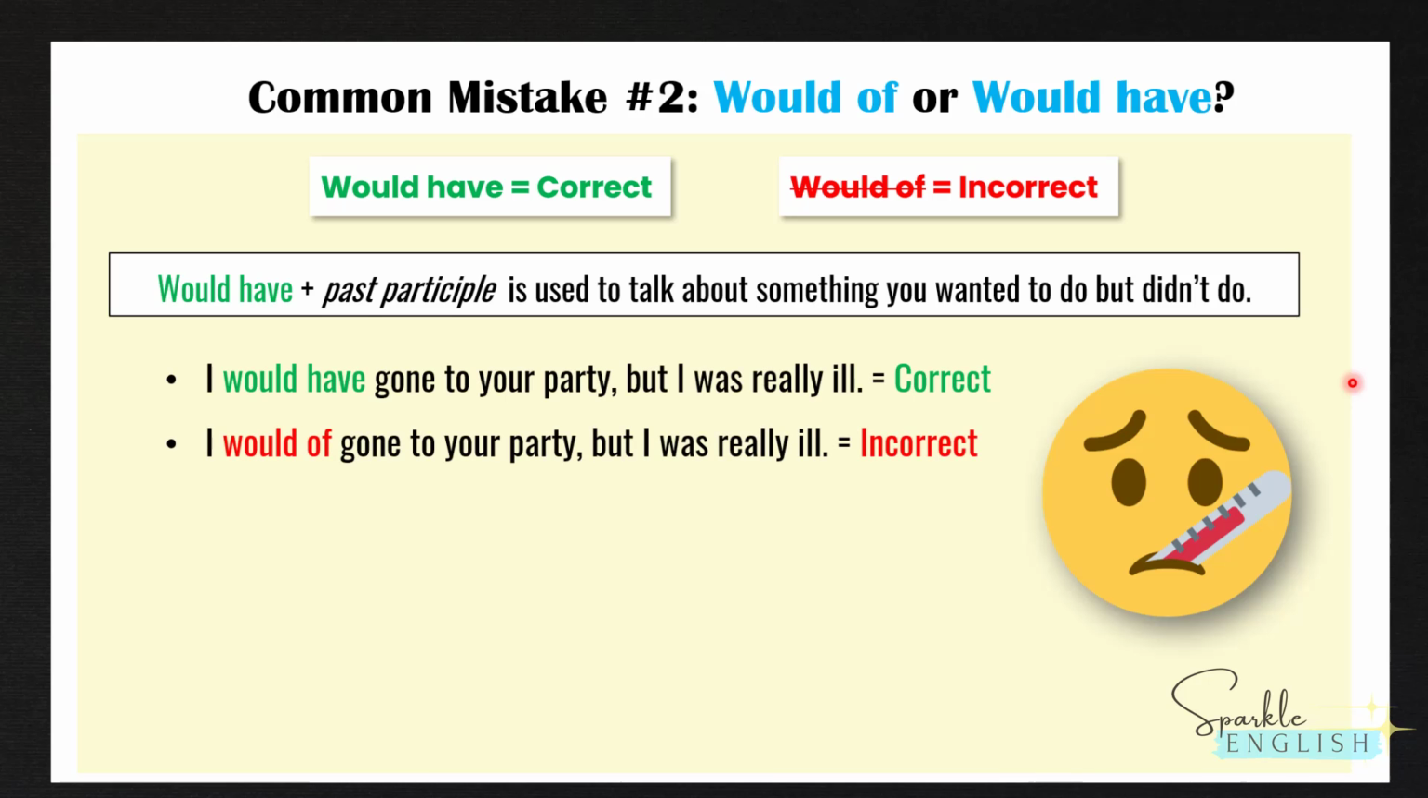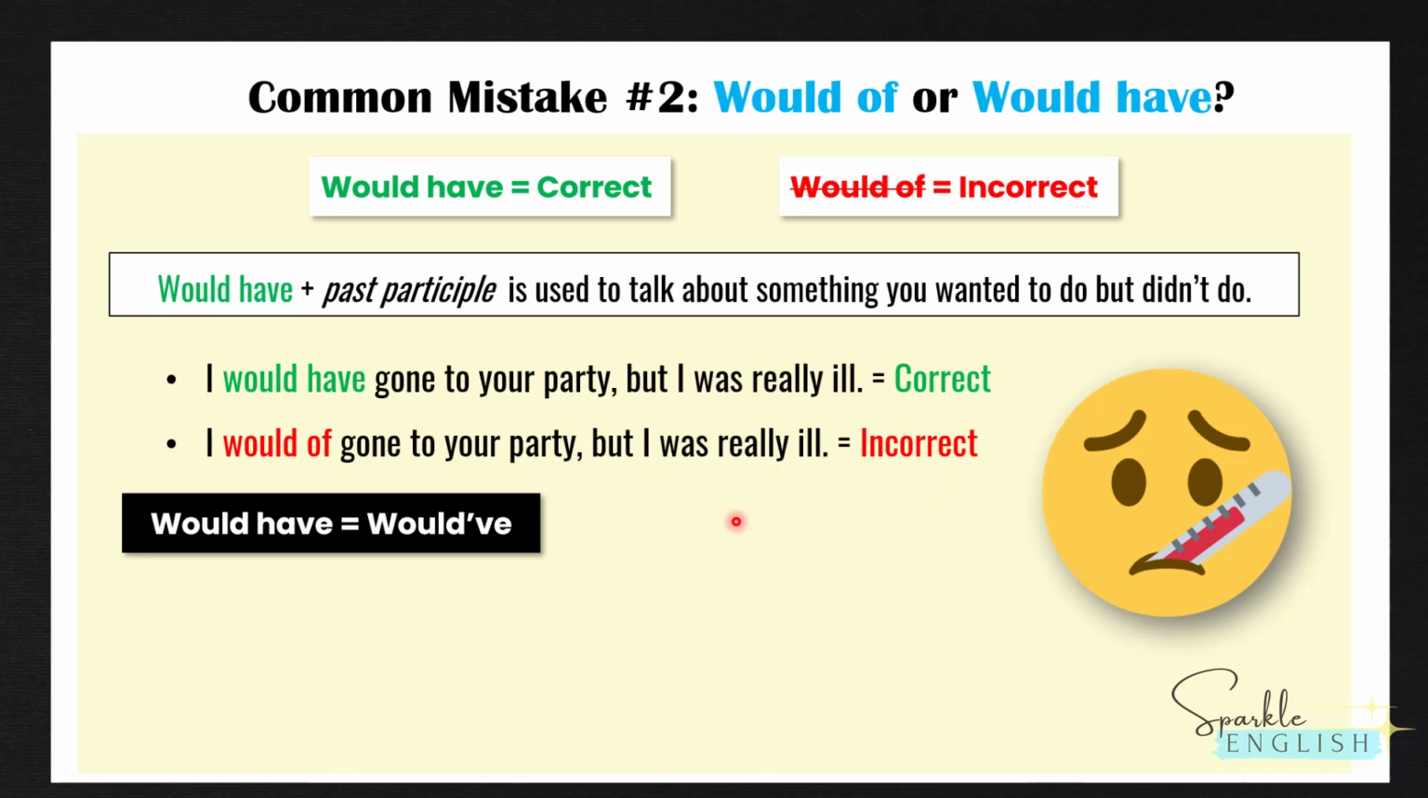For example, I would have gone to your party, but I was really ill. So I wanted to go to your party, but I didn't go because I was ill. That is correct, would have. If you write I would of gone to your party, that is incorrect.